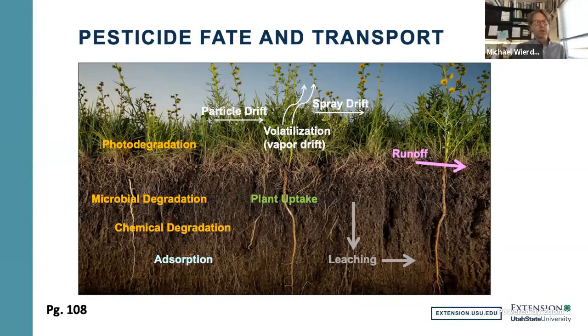They can be broken down through photodegradation by the sun. They can be broken down by microbial degradation in the soil. There are actually organisms out there that eat pesticides and will break them down. And then there's chemical degradation, just the chemical breakdown of the pesticide. In most cases, degradation leads to a less toxic version.